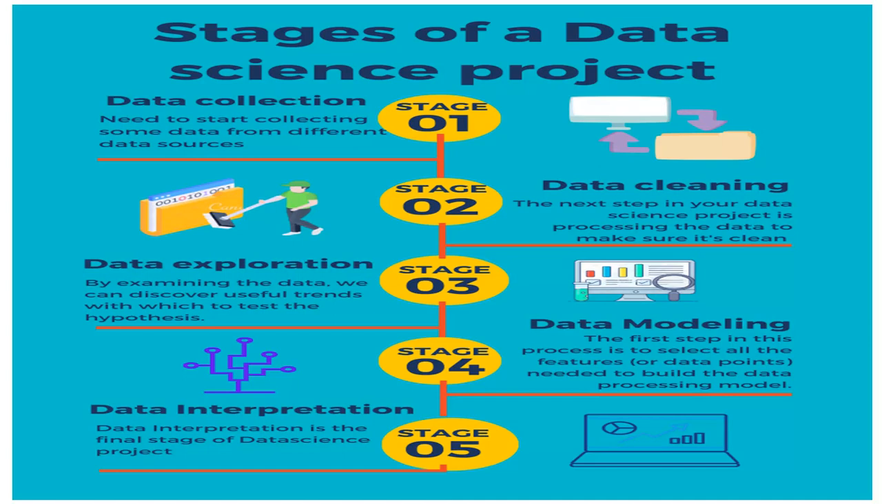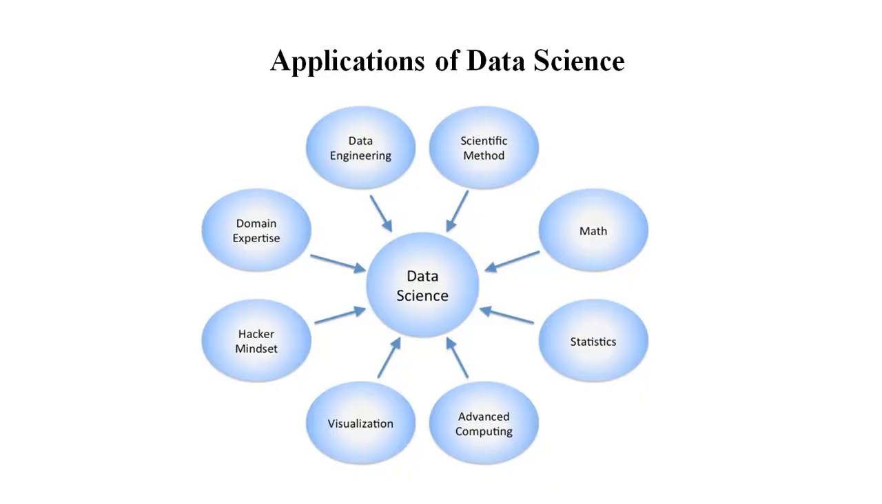Then is data modeling. The first step in this process is to select all the features needed to build the data processing model. So you're going to build the model for your processing of data. Then is data interpretation. It is the final stage of your data science, where you're going to interpret your data. Okay, in this form where gender has not been entered, still I can go ahead with the entry of the elements. So this is the last stage of your data science project.